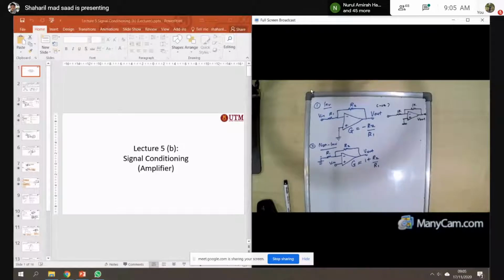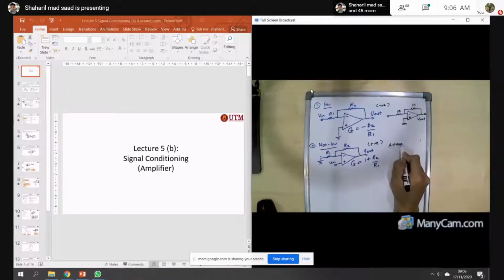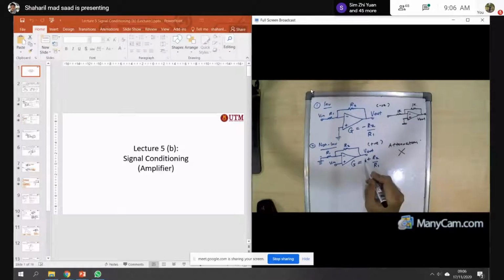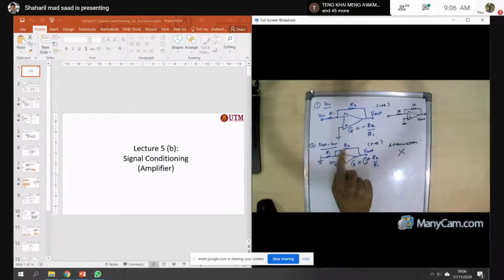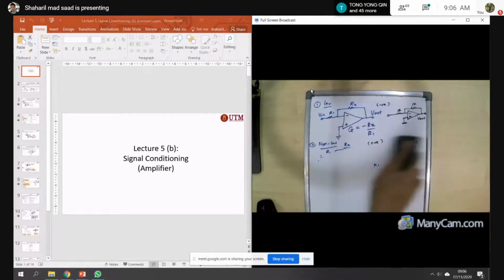The good thing about non-inverting is you get a positive output. But the bad thing about non-inverting is it cannot be used as an attenuator. Why? Because of the 1 plus R2 over R1. But it can be used as an amplifier, that means from a smaller voltage to a larger voltage. And for the gain, you can adjust R2 and R1 here. All right, so this is what we learned last week.